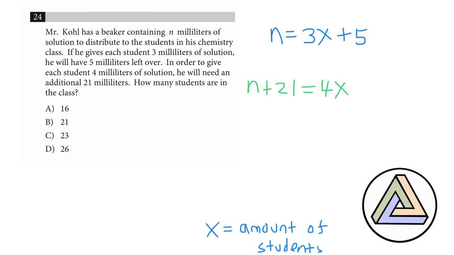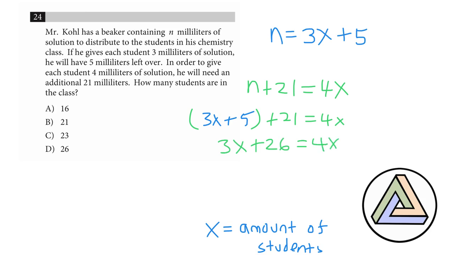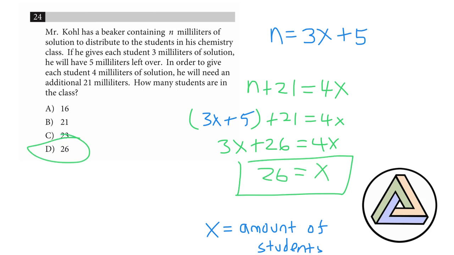So replacing this n with 3x plus 5 would look something like the following, but I'm going to write all this first. I'm going to write 3x plus 5 right now. And there's really an invisible 1 in front of here, so I could just drop the parentheses. This is really just 3x plus 5 plus 21. 5 plus 21 is 26, so really we're dealing with 3x plus 26 equals 4x. Very easy to solve. All we have to do from here is subtract 3x from both sides. That would give me x equals 26. We are done. That is the answer. Thank you, Lord. Moving on.